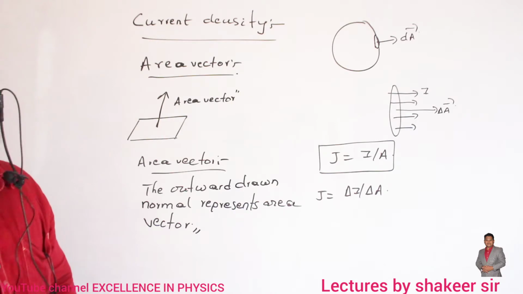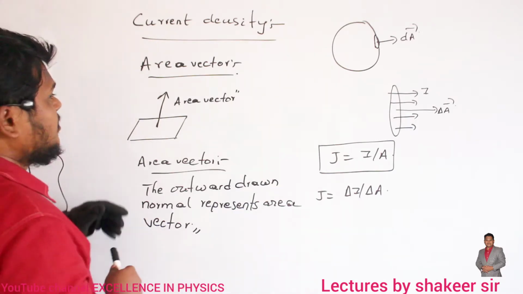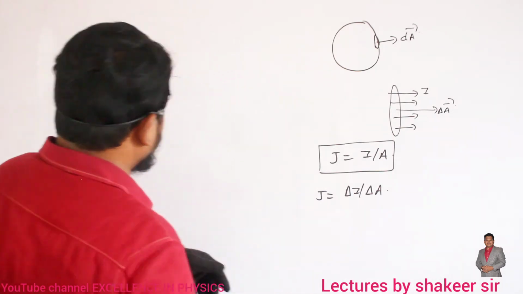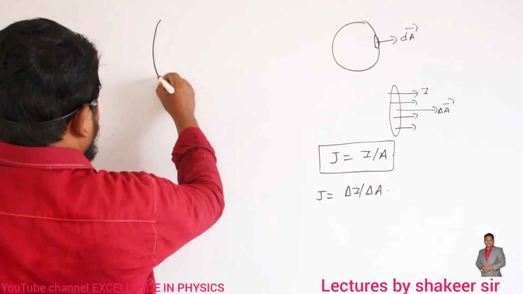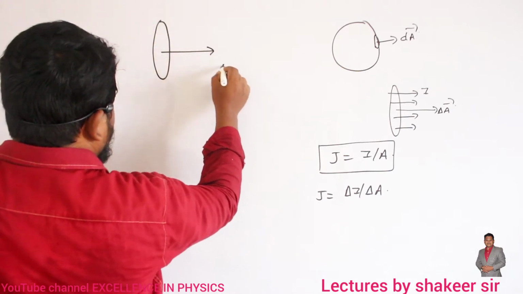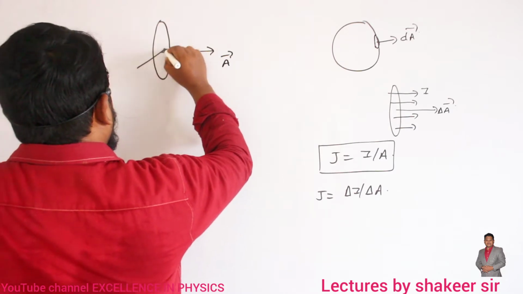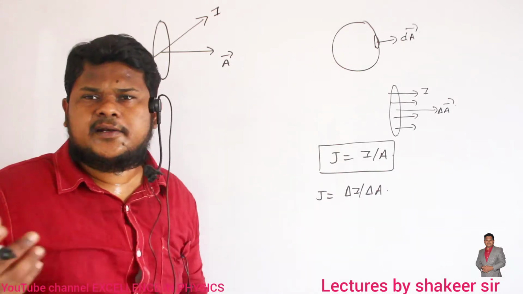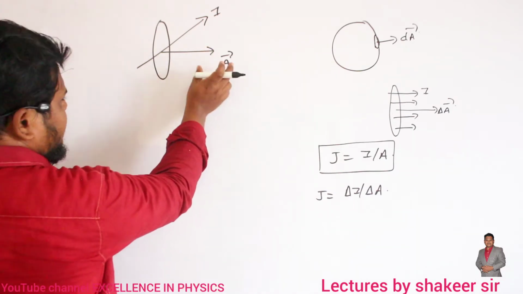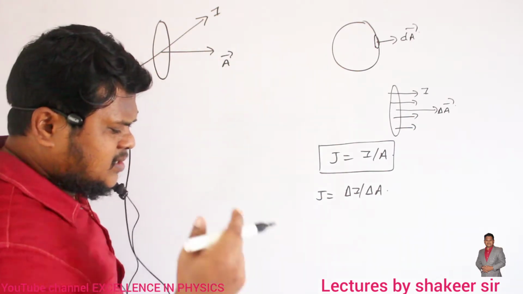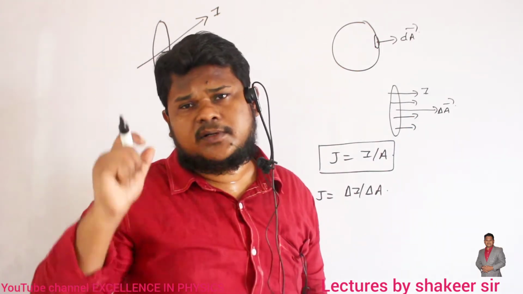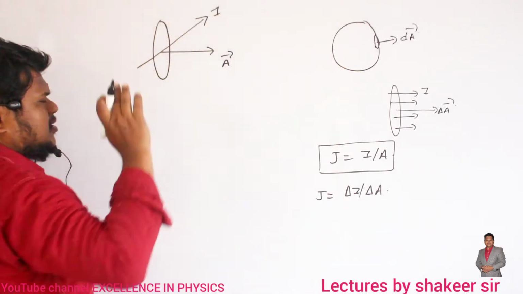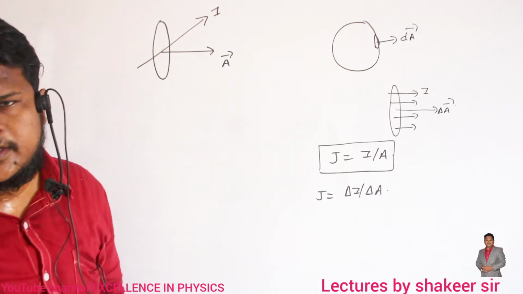Now, if the area vector and current are not in the same direction, what are we supposed to do? Consider this is the direction of the area vector A dash, but current is entering in this direction. How can I calculate current density in this condition? Very simple. Split this area vector into two components such that one component is in the direction of the current, and automatically the other component will be perpendicular to the direction of current.